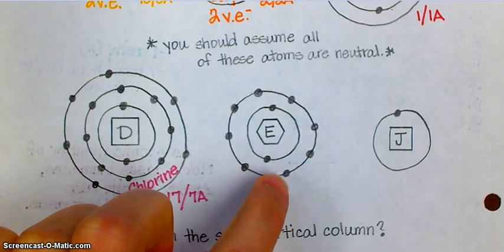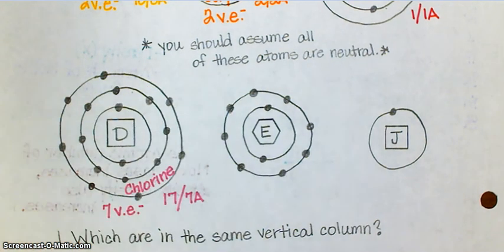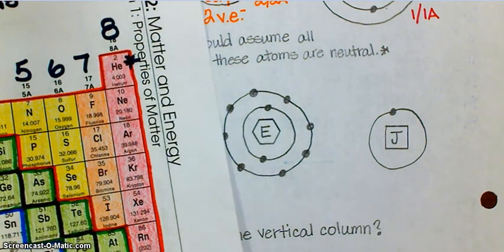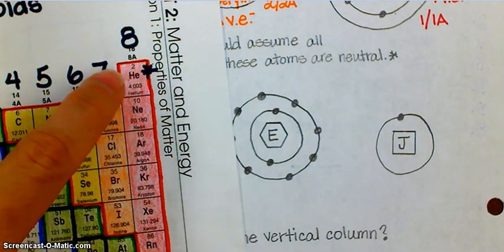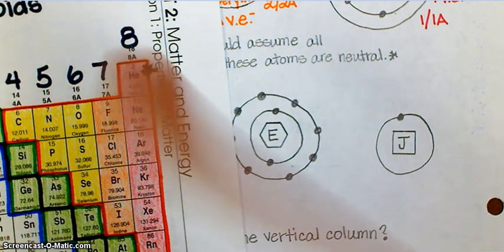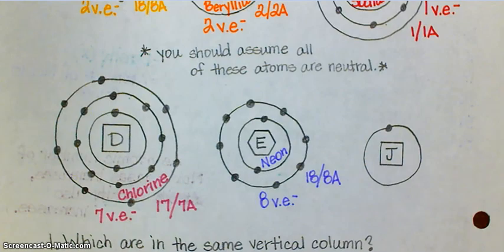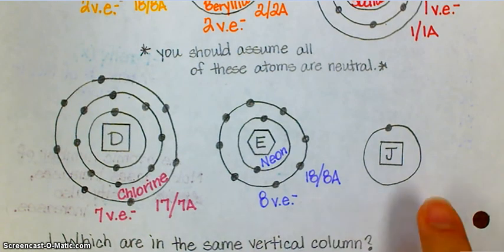Model E has 1, 2, 3, 4, 5, 6, 7, 8 valence electrons. And if you will notice, neon is in column 18 or column 8A. So let's write all of that down. Okay, so there's your information for neon. Let's go to the last model.